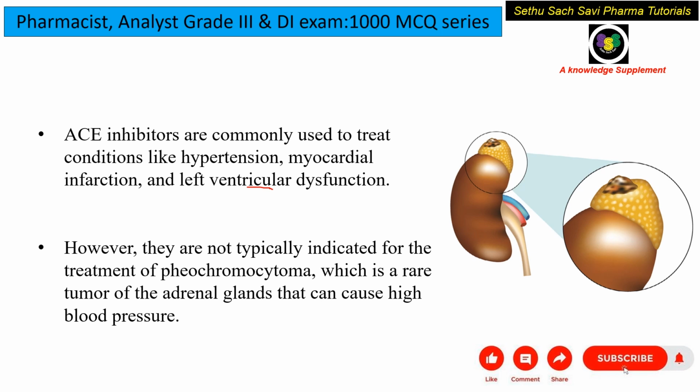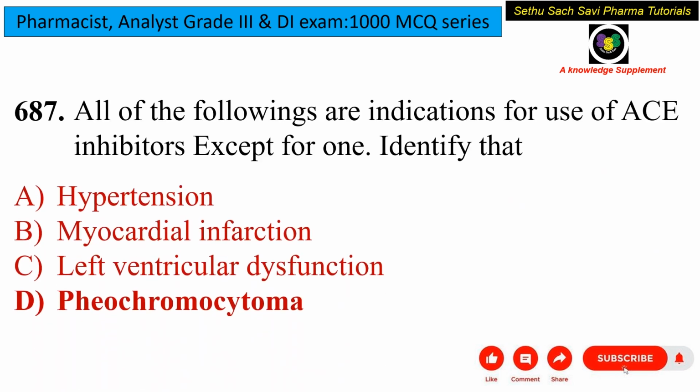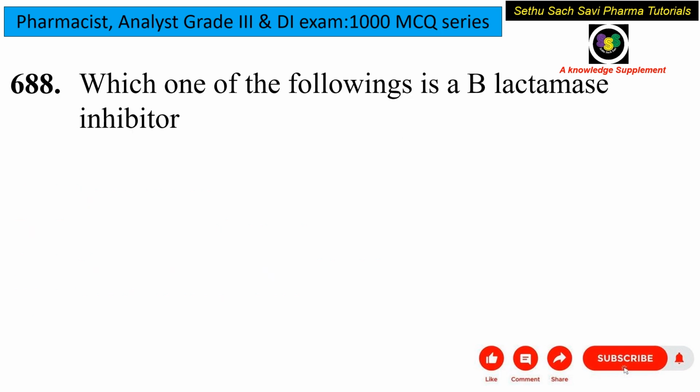But in pheochromocytoma, that is a tumor of the adrenal gland, if we use ACE inhibitors, it can lead to higher blood pressure. So commonly in this particular condition, ACE inhibitors are not used or not indicated. So what is the correct answer for this question? It is pheochromocytoma.